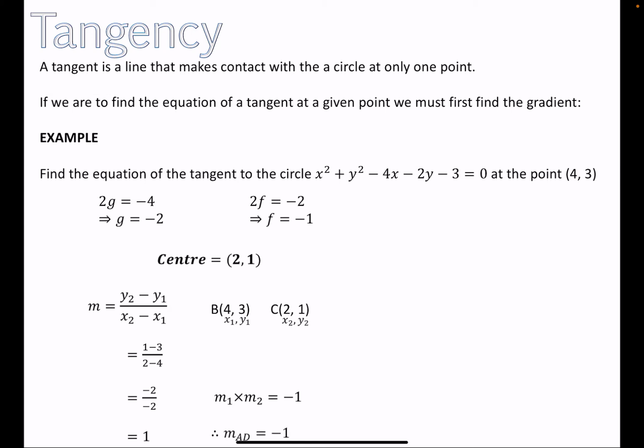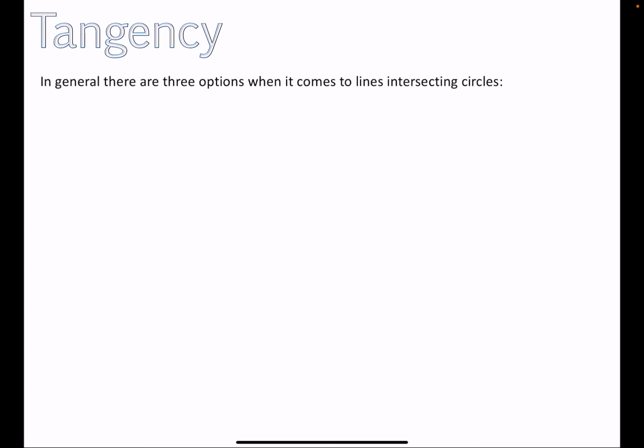So that's the gradient that we need to go forward with to find the equation of the tangent. We've already got the point, so it's just a case of using y minus b equals m(x minus a), along with the point and the gradient -1, and just working it through to find the equation of the line, y equals -x plus 7.